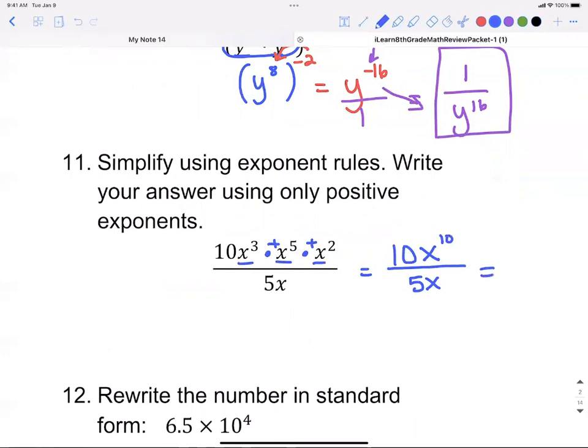Now I've got some simplifying to do, just a little bit more. 10 divided by 5 is 2. And you've got 10 x's up top, 1 x on the bottom. So if I subtract that, that leaves me with 9 x's. And I don't really need to stick a 1 in the denominator. It's fine to just leave it like that. So that would be your answer, 2x to the 9.